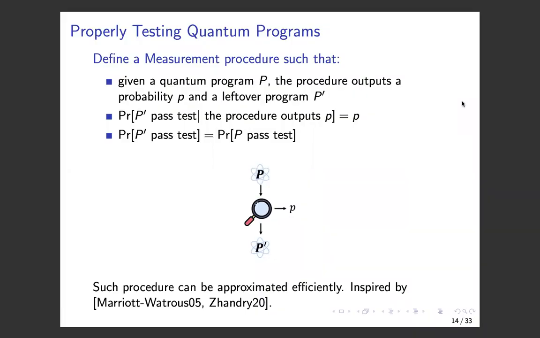So to properly test quantum programs, we define a measurement procedure with the following properties. The measurement is performed on a quantum program and outputs a probability P and the leftover program P prime. Conditioned on the above procedure outputting probability P, the leftover program would also pass the test with probability P. Such a procedure can be implemented with approximation efficiently, and the techniques are inspired by witness-preserving QMA amplification by Marriott-Watrous and quantum traitor tracing by Zhandry in 2020.